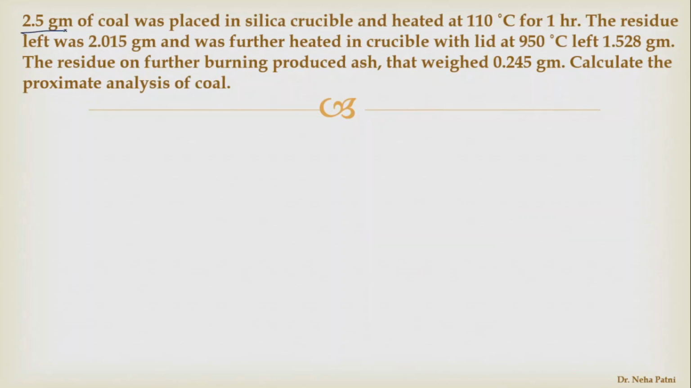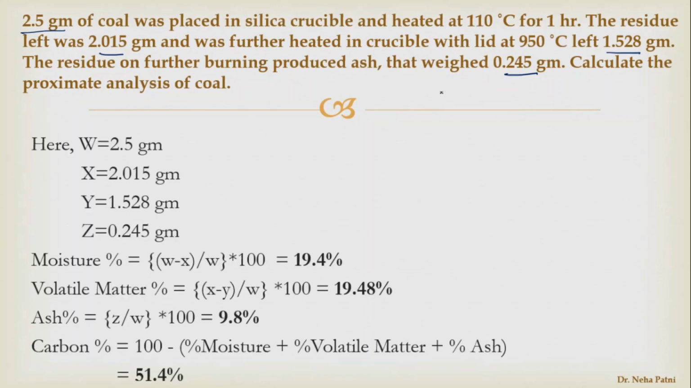Now coming to one more question just to cross check. The question says 2.5 gram of coal was placed, and the question could be big enough, they may explain the entire process in the question, but what is important is these values. You need to locate and decode these values. So now if I go in the manner in which we started with W, the sample weight W is 2.5 gram. Then we heat it at 100 degrees, right? So that is moisture. So the weight is 2.015 gram. So x is this.